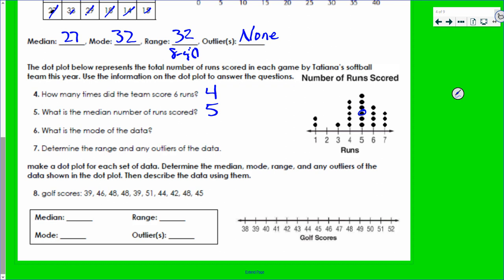What is the mode of the data? Which one showed up the most? 5. Determine the range. What's my range? 6. Or 1 to 7.